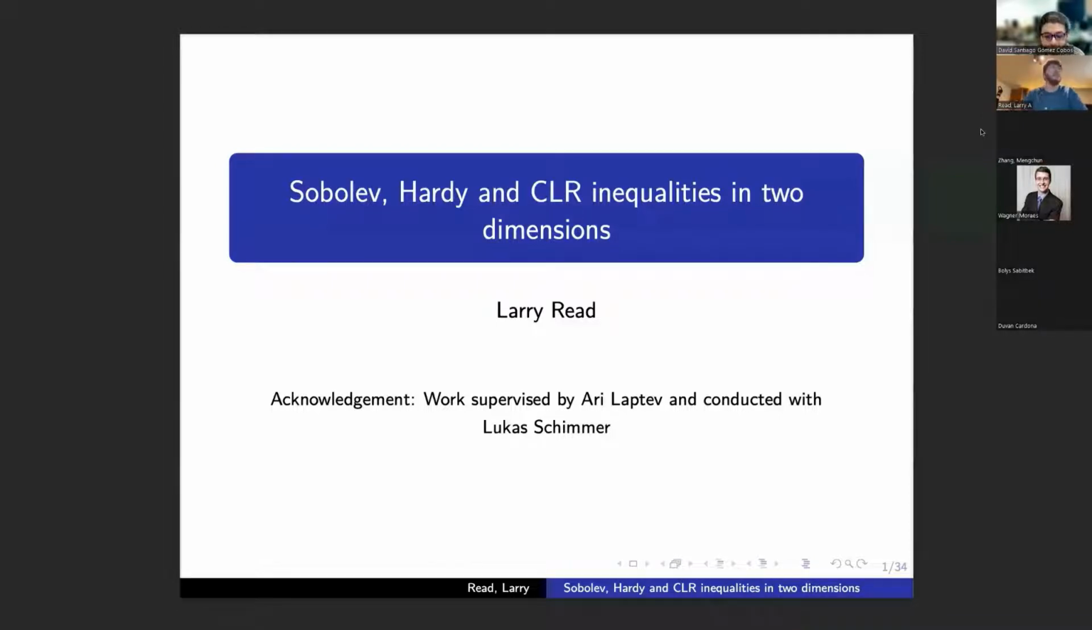So yes, today I'm going to be talking about some classical inequalities and introducing an inequality from spectral theory, and discussing these in the critical case of 2 dimensions. And I should mention this is work supervised by Ari Laptev and done in conjunction with Lucas Schimmer.